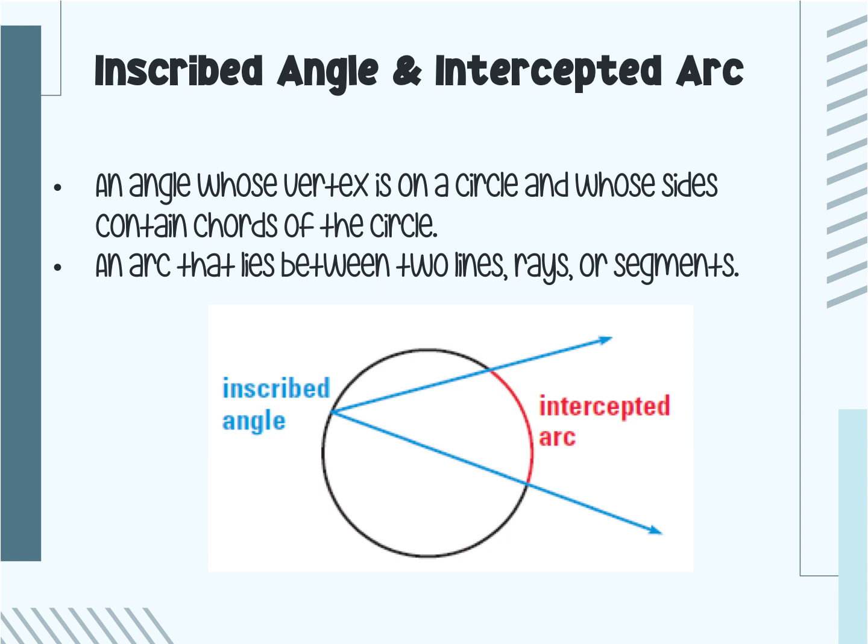So you guys have an idea. This right here is a chord. So these two are chords actually. This is the inscribed angle. So in other words, you can put it as the vertex of both of the chords. So in other words, a vertex. And the vertex has to be on the circle.